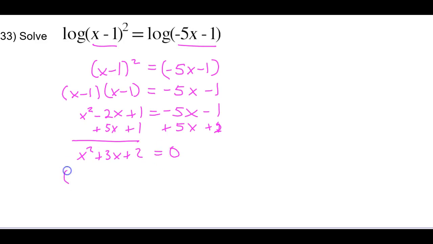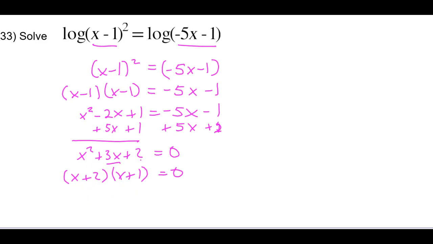Now I'm going to factor this. It's going to be (x plus 2) times (x plus 1). And I knew that because 2 times 1 equals 2, and 2x plus 1x equals 3x.